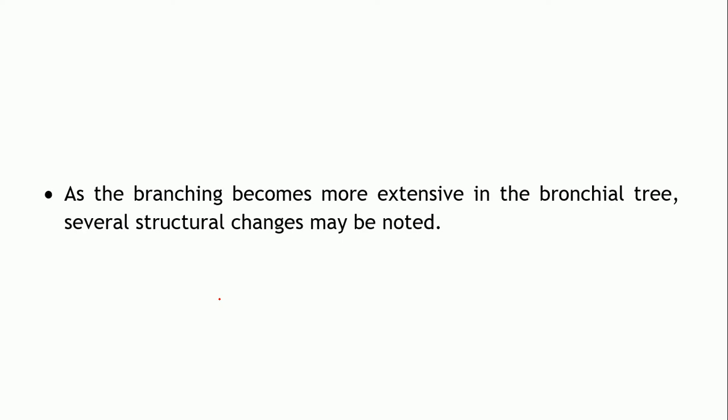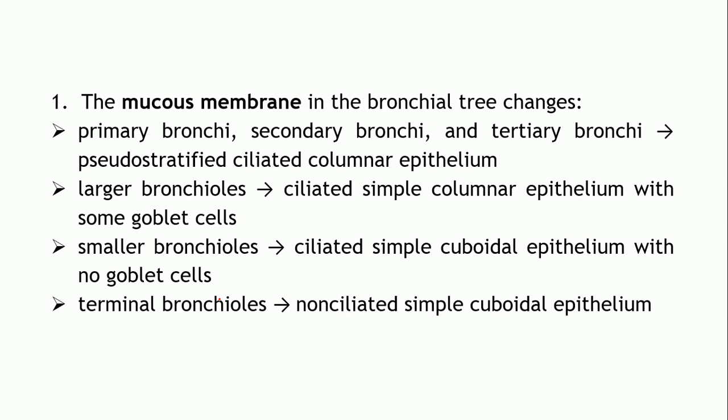Now, as this branching becomes more extensive, there are several structural changes which may be seen in the layers of the walls. The first change occurs in the mucous membrane. The types of cells are different. For example, in the primary, secondary and tertiary bronchi, the first, second and third order divisions, the cells present in the mucous membrane are pseudostratified ciliated columnar epithelium.